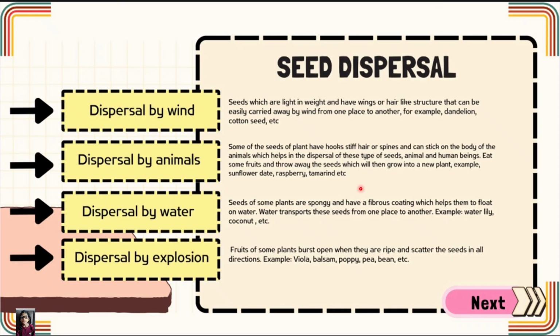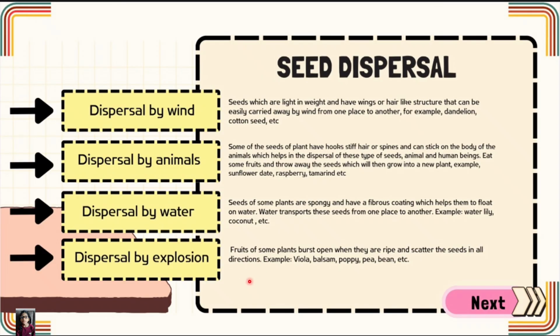Dispersal by water. Seeds of some plants are spongy and have a fibrous coating which helps them to float on water. Water transports these seeds from one place to another. Example, water lily, coconut, etc.